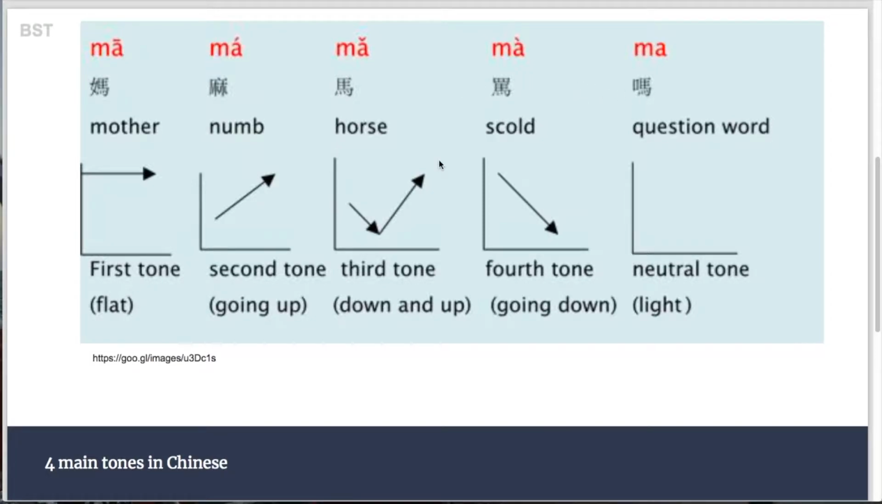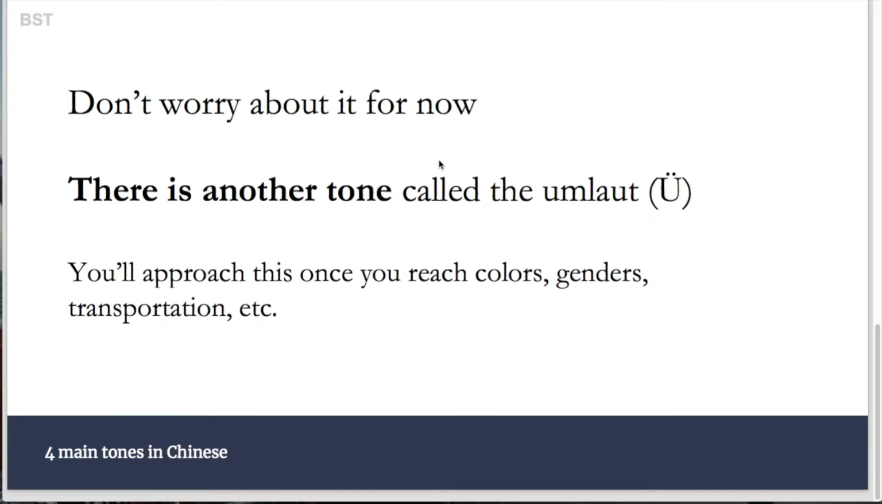You can pause this video to practice on your own, but I'm going to move forward. There is a 5th tone in Chinese. It's called an umlaut, but you don't have to worry about it for now. But once you approach higher levels of Chinese, like once you reach colors, like the color green that has an umlaut, which looks like a smiley face, genders, like in woman, or transportation, like in road, and etc., etc., etc.